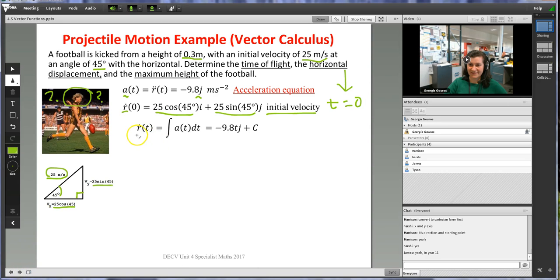We can work out by using calculus that the velocity vector with respect to time is the antiderivative of the acceleration vector with respect to time. So this is the equation we're going to get. If we take the antiderivative of the acceleration, that's just going to give us negative 9.8 t as the component for the velocity in the j direction, plus some constant. How am I going to evaluate this constant now, guys? What information do I have to evaluate the constant?